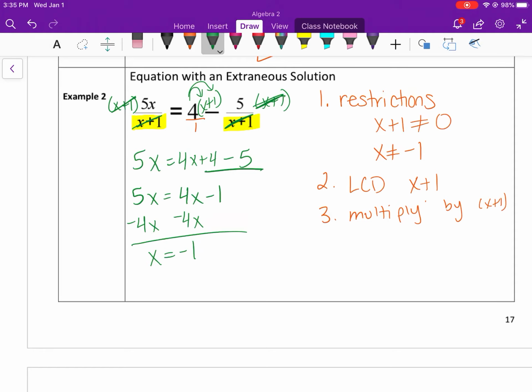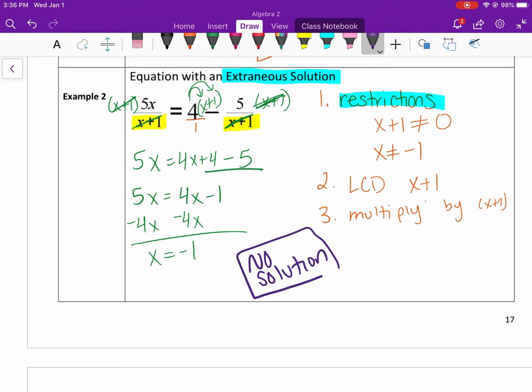So x equals negative 1 is my answer, but x equals negative 1 was also my restriction. And so I can't have x equals negative 1. So this is called an extraneous solution. Essentially, it looks like it's an answer, but when we plug it back in, it makes the equation itself undefined. And so there's no other options here, so there'd just be no solution.